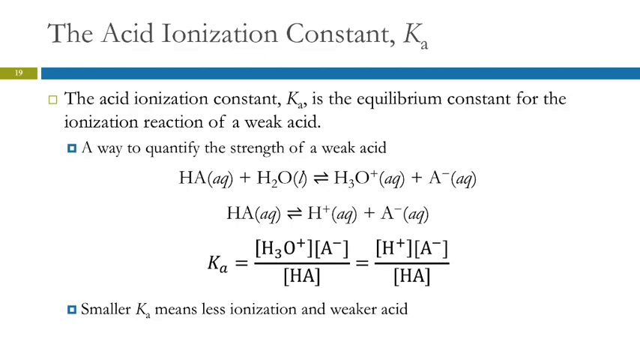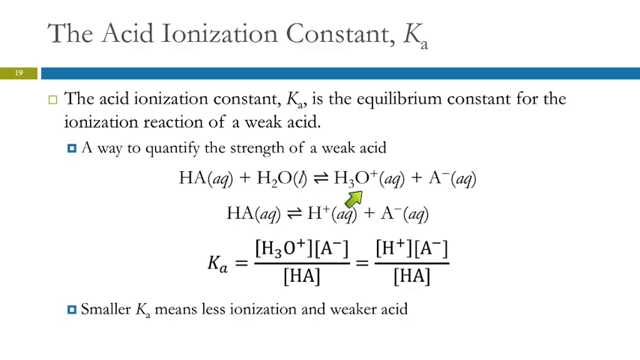So how do we measure what's going on with that equilibrium? Oh, maybe we should use an equilibrium constant. Right? So we learned about this in chapter 15. So the acid ionization constant, Ka, this is the equilibrium constant for the ionization of a weak acid. So we're going to talk about the acid ionizing to form its conjugate base. So here we have the acid plus water. It forms hydronium ion and the conjugate base.